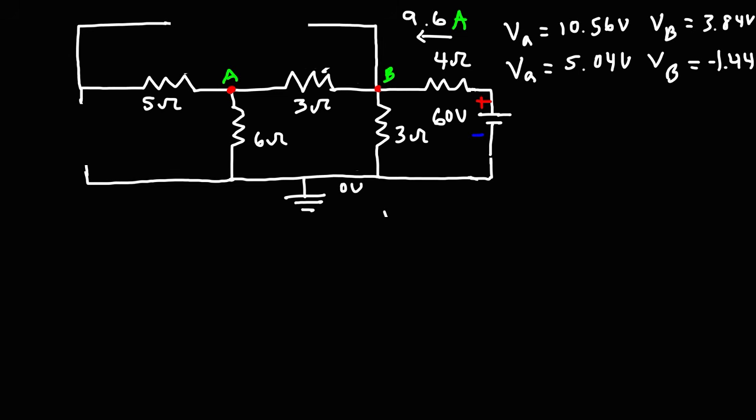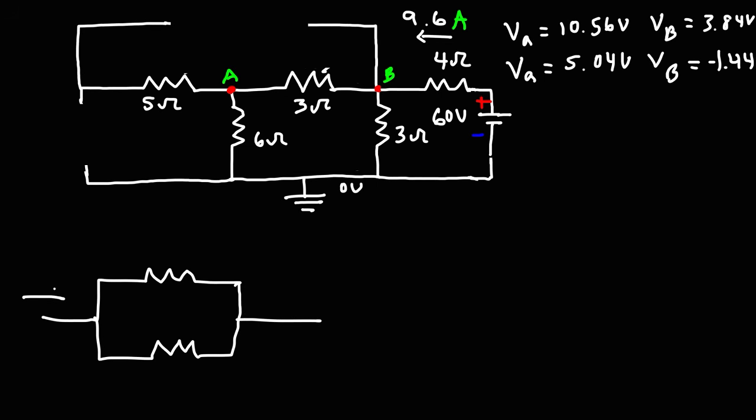So now that we have that, we can use a current divider network to determine what the next current will be. So we have 9.6 amps entering this area, and it can flow either through the 9 ohm resistor, or it can flow through the 3 ohm resistor to get back to the negative terminal of the battery, or to get back to ground.